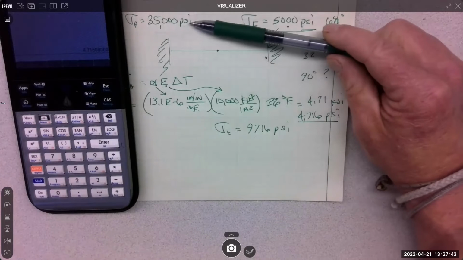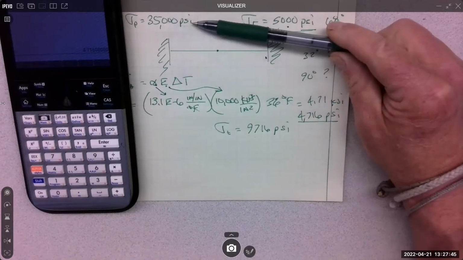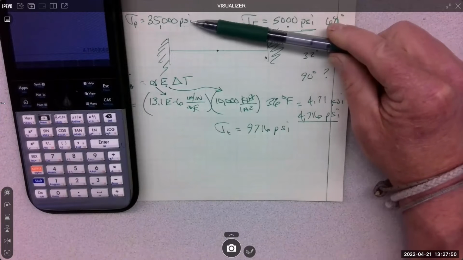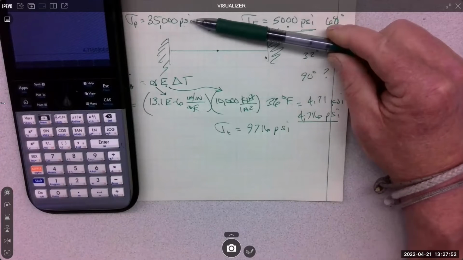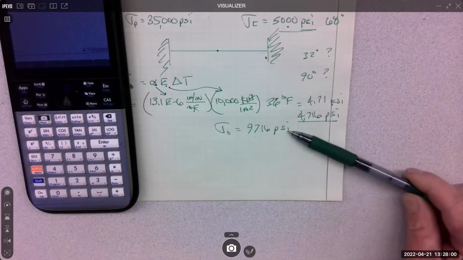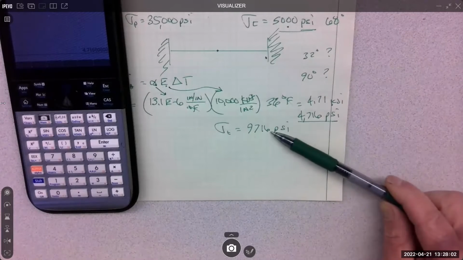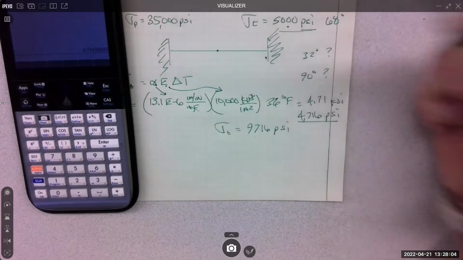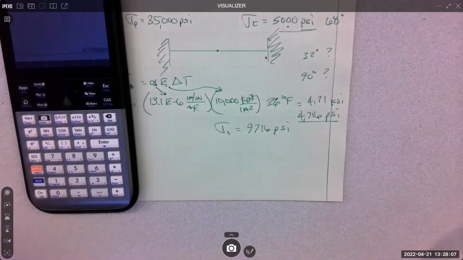Now they did give you, this is interesting, they just threw this into the problem, proportional limit. No apparent reason why they did that, other than they want you to check it against the limit. So we say, oh, 9,716 PSI. That's a lot of tensile stress, but it's still way under the proportional limit. So it's fine. So I'm guessing that's why they tossed that in. Surely not going to need it for the other one, which is the temperature rise up to 90 degrees.